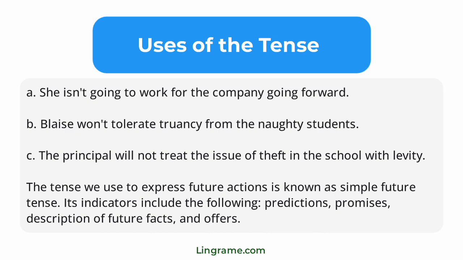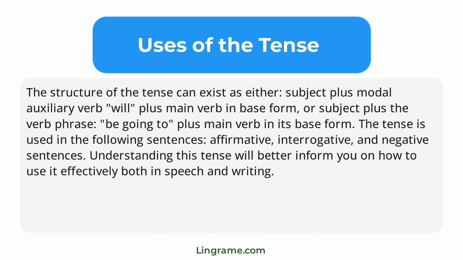The tense we use to express future actions is known as simple future tense. Its indicators include the following: predictions, promises, description of future facts, and offers. The structure of the tense can exist as either subject plus modal auxiliary verb, will, plus main verb in base form, or subject plus the verb phrase, be going to, plus main verb in its base form.